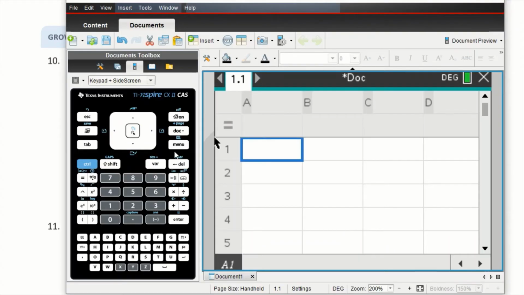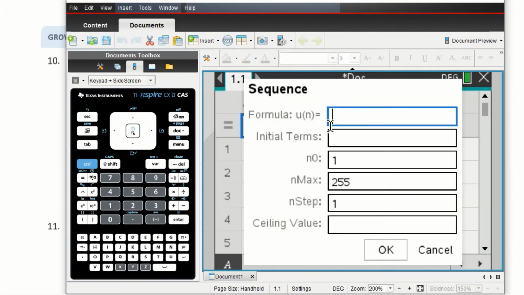So let's generate the sequence. Menu, data, generate sequence. In this case, it depends on you. You can type in the recursive rule, or you can type in your arithmetic rule. So 50 times 1.2 to the power of n minus 1. Okay, then after we got this, you can put in your initial term, in this case 50.